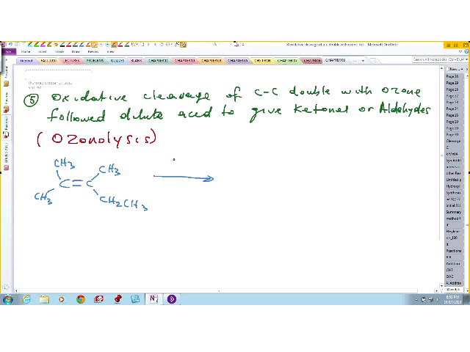and then I have ozone, I do ozonolysis on this. It's a two-step reaction. Step 1 is ozone, step 2 is zinc in some dilute acid. We are going to cleave this carbon-carbon double bond, and then we form this, plus we form this.